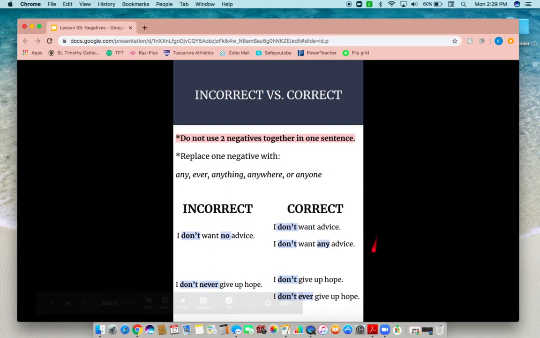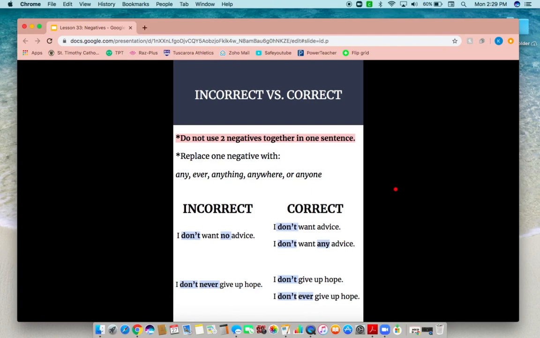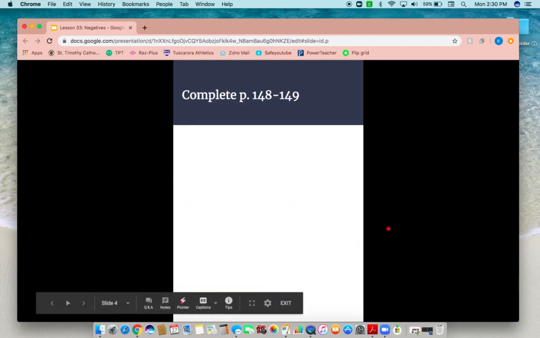I don't give up hope, right? We took it away. Or I don't ever give up hope. So I could replace it with one of the words from up here in the sentence down at the bottom, okay? So just keep in mind that the main thing I want you to take away is you cannot use two negatives together in a sentence.